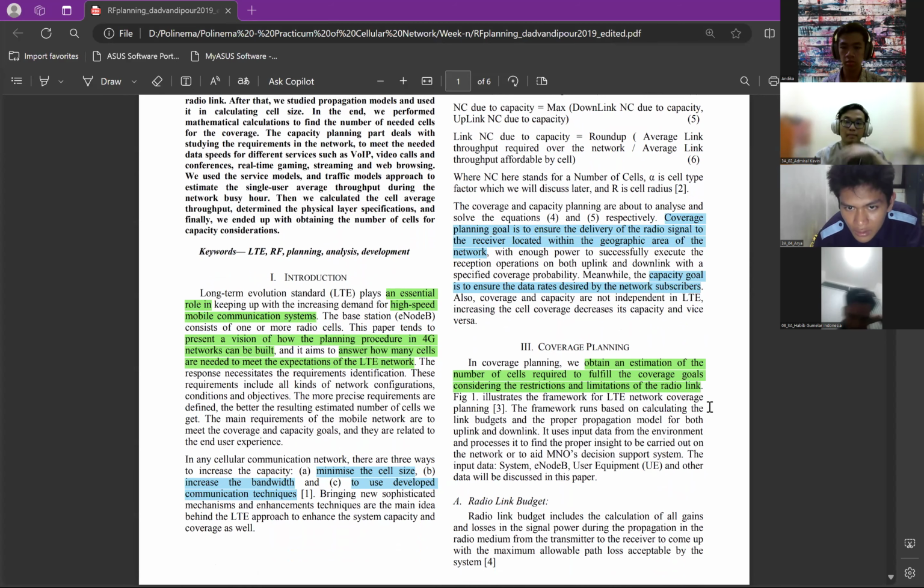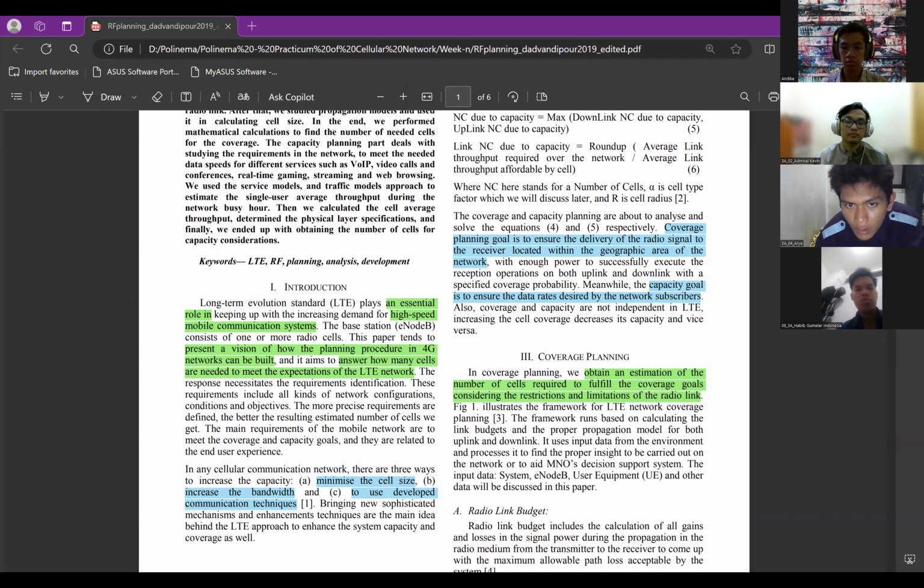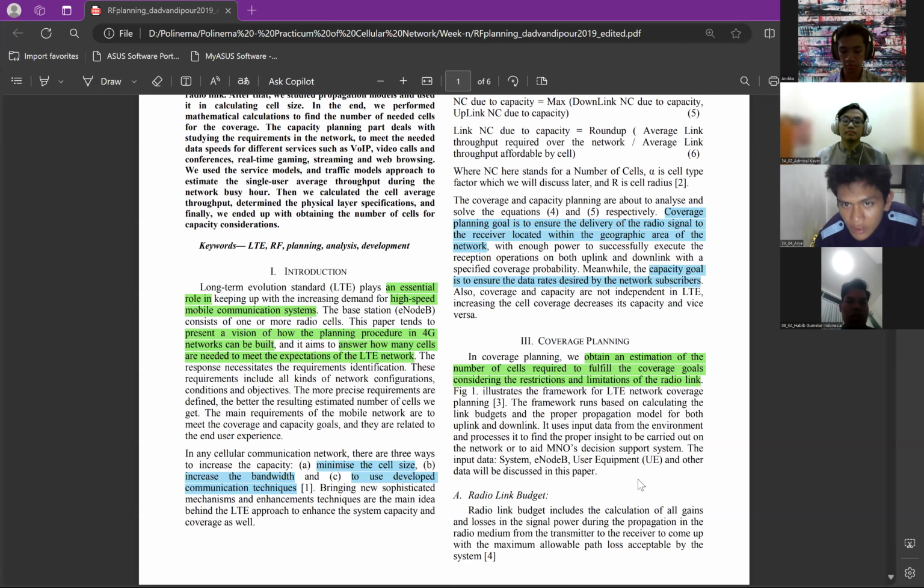The framework is based on calculating the link budget and the proper propagation model for both uplink and downlink. It uses input data from the environment and processes it to find the proper insight to be carried out on the network, creating an MNO decision support system. Then the system input, user equipment or UE, and other data will be discussed in this paper.